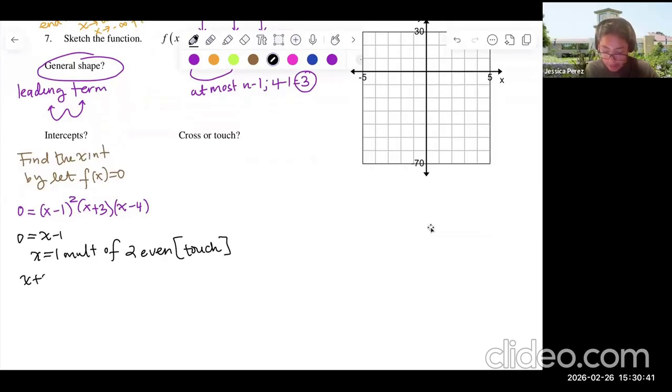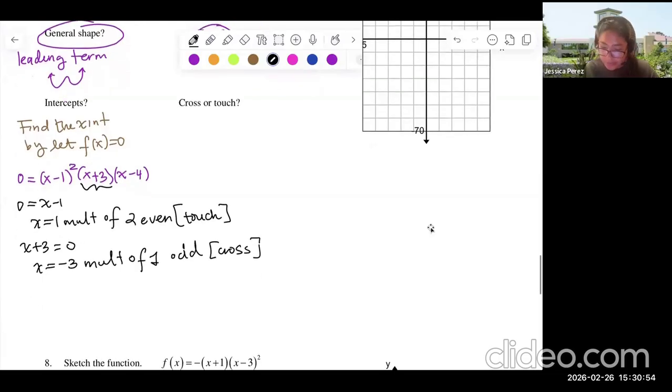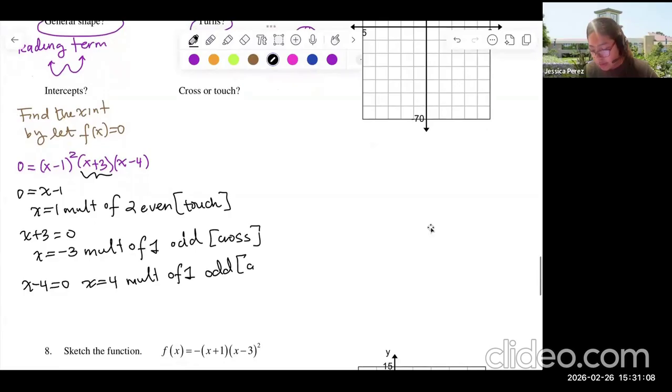Now at x plus 3, set that equal to 0. There's my other 0. It's x equal negative 3. That has multiplicity of 1, which is an odd multiplicity. That means it will cross at the point negative 3. And then lastly, x minus 4, set that equal to 0, and I get x equal positive 4. So it also has a multiplicity of 1, which is an odd multiplicity. So it will cross the x-axis at that point.